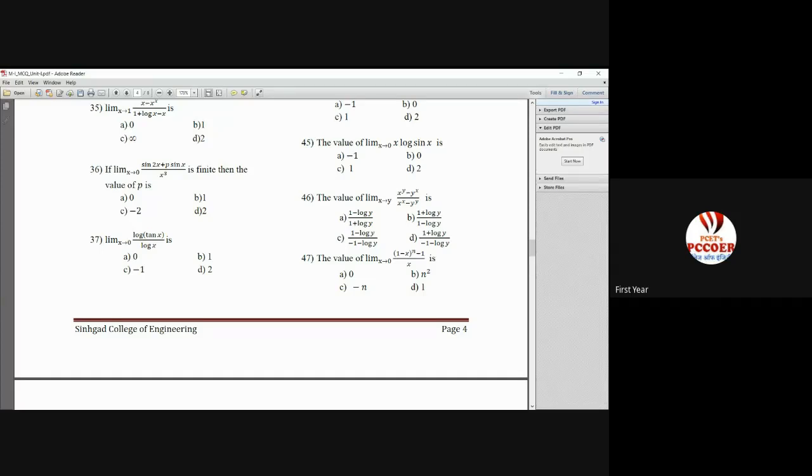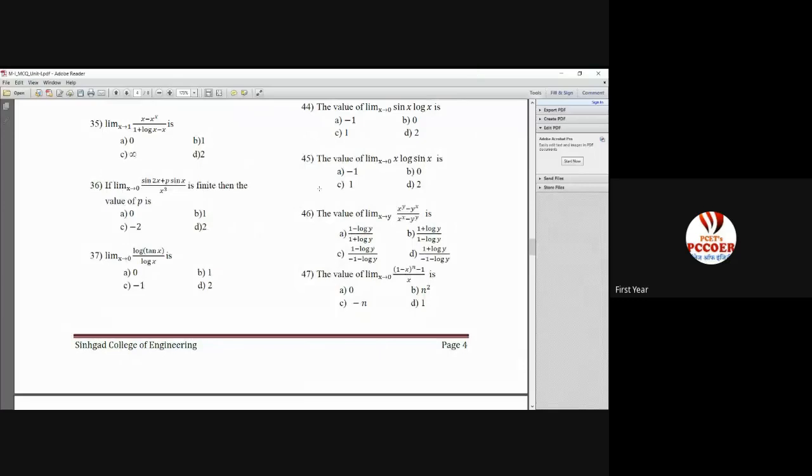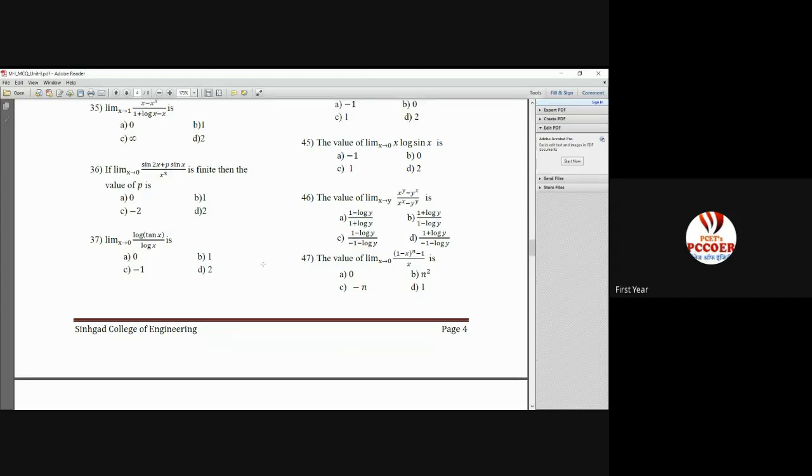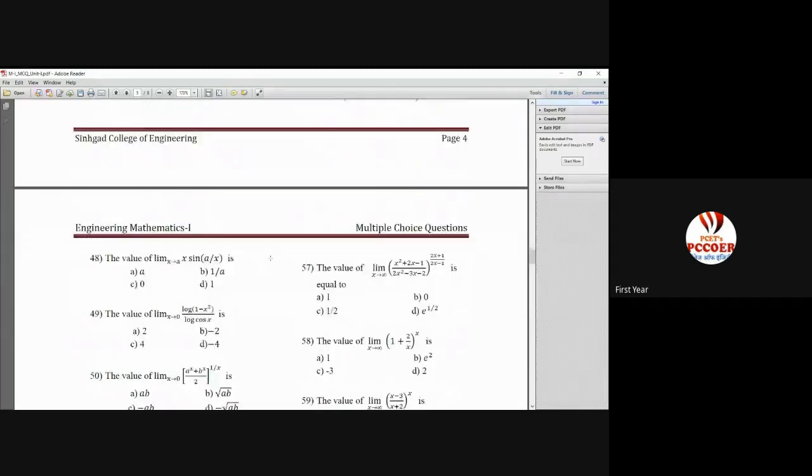What's the value of P? This question is there generally. Question number 36, we find the value of P. So sin 2x minus 2. We have to solve it as cos 2x plus P cos x, and you will get 1 plus 2 plus P is equal to 0. So P is equal to minus 2. Okay. So these are the questions which are there.